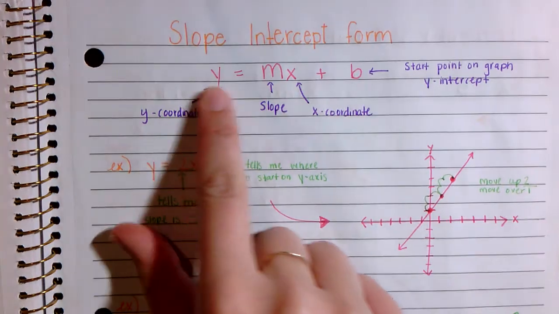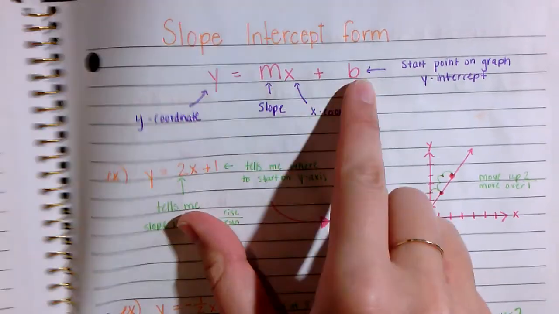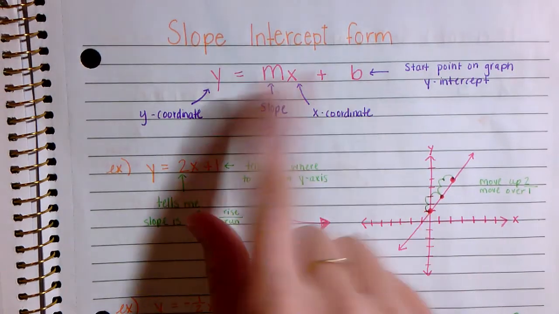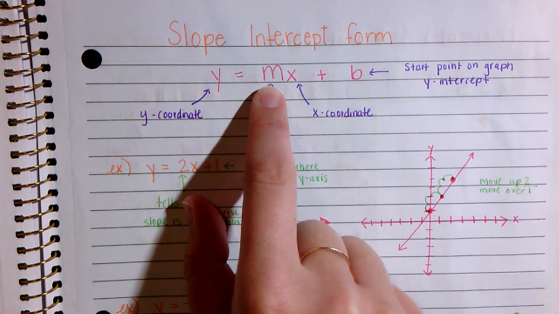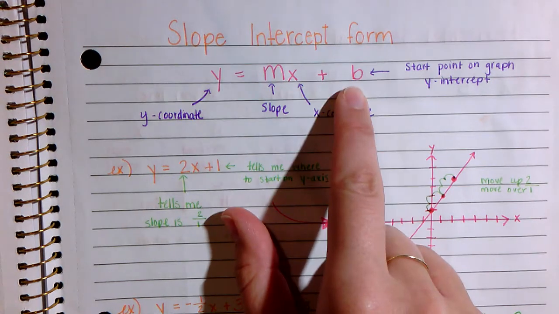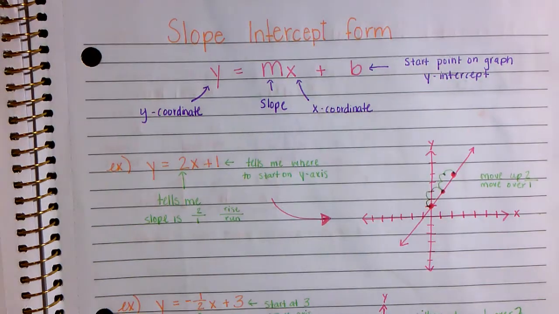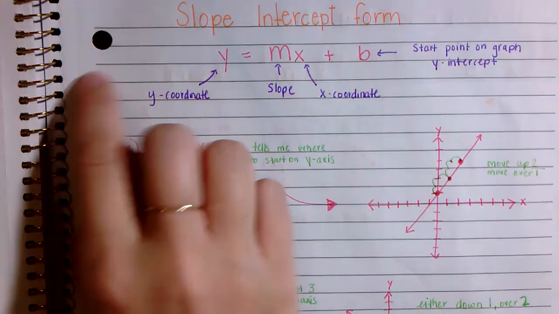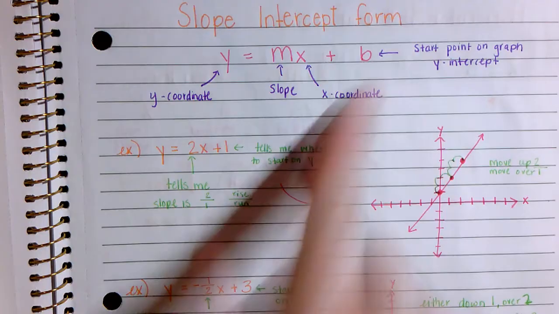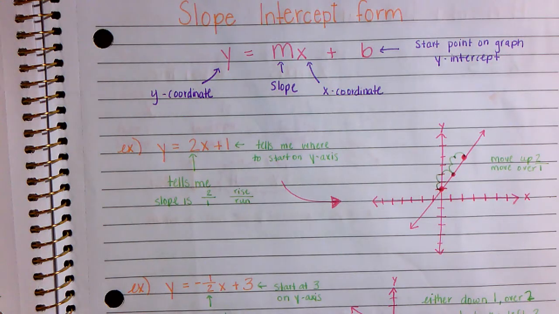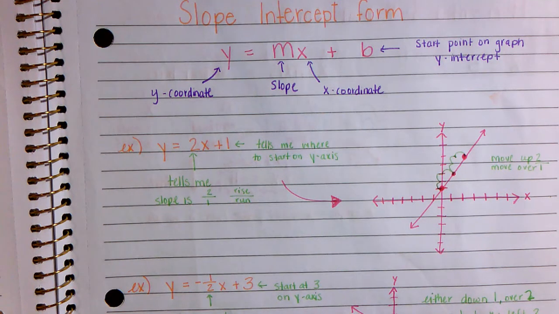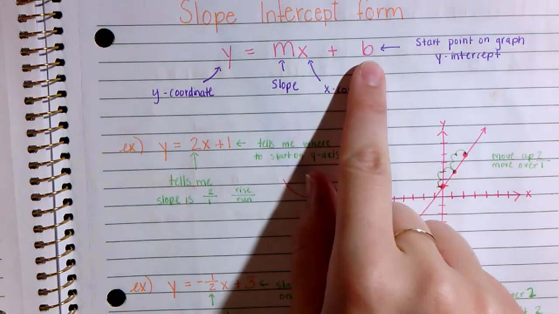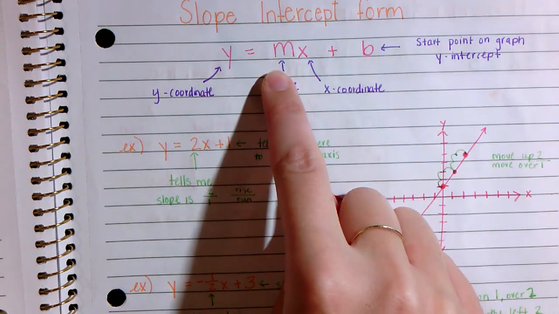And I told you guys this is slope-intercept form. The reason it's called slope-intercept form is because in this form you can see the slope and you can see the intercept, the y-intercept. So this is called slope-intercept form, and it's the standard form that you want to get your linear equations in because you can see everything that you need to see to graph your equation. You can see where you need to start on the graph, and you can see where you need to move.